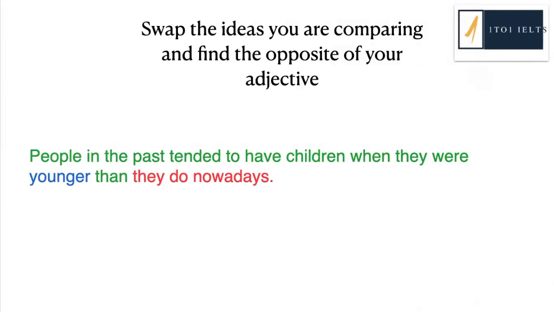Step 1. We see that we have swapped the ideas that we are comparing. So in the original question statement, the past was the end of the sentence. But now we see idea 2 and the past is at the beginning. To make this idea past, we've got to make sure that our verb tenses are also past. So you will see people in the past tended to have, not tend, children when they were. So again, we've got to change the verb to be to being past.